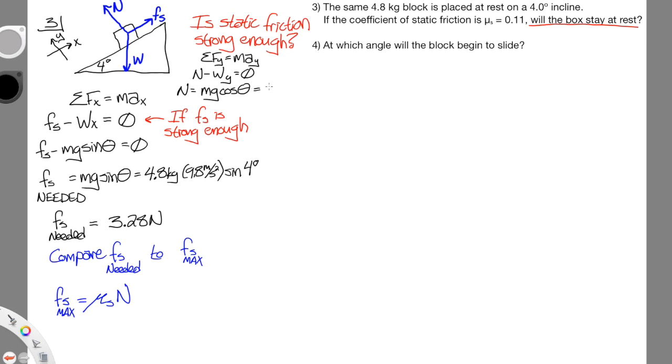With our new angle, it is 46.9 newtons, so very close to the weight there. So we can now use this to plug into our equation below. The coefficient of friction is 0.11 times the normal force of 46.9 newtons, which gives us our maximum value of the force of static friction, which turns out to be 5.16 newtons.